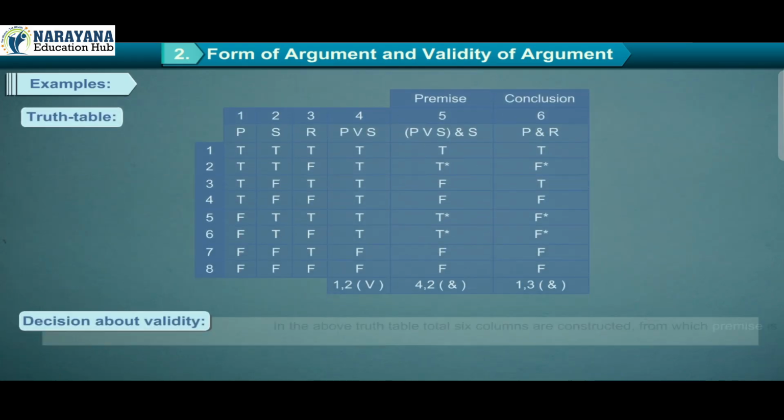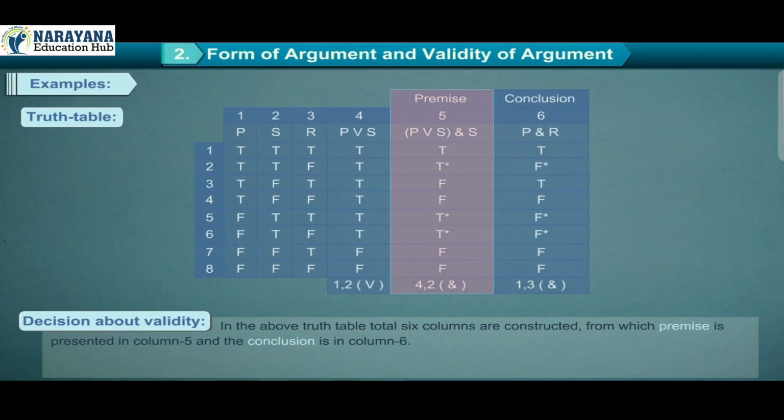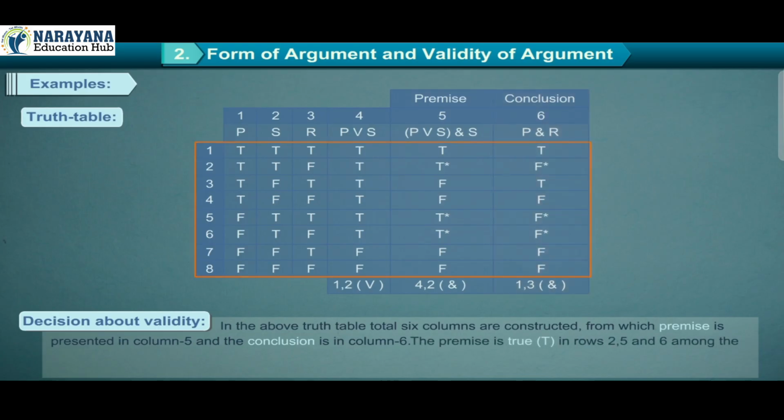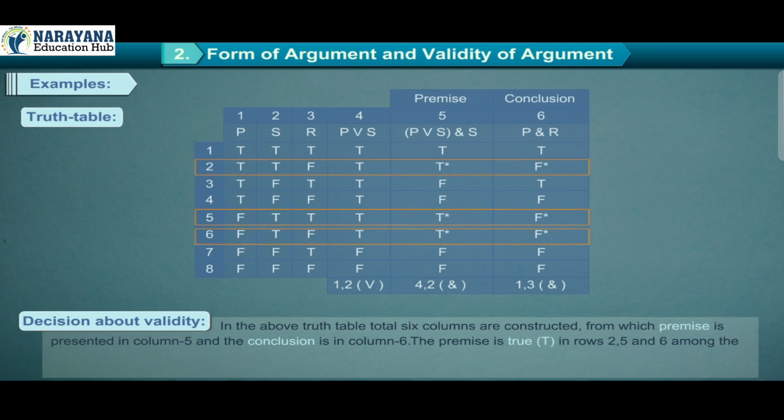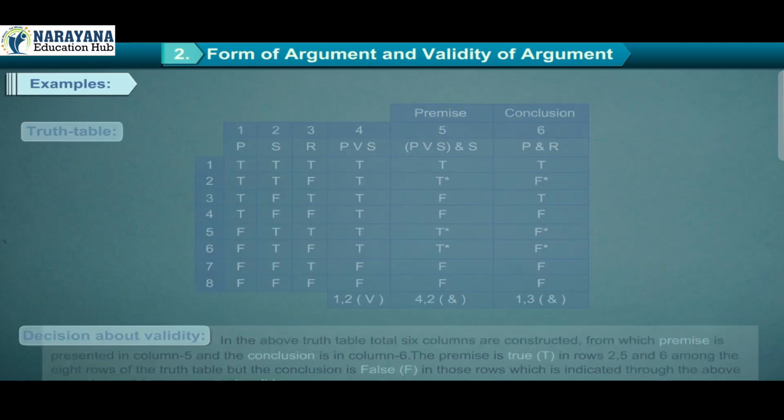Decision about validity. In the truth table, total 6 columns are constructed, from which the premise is presented in column 5 and the conclusion is in column 6. The premise is true, that is T, in rows 2, 5 and 6 among the 8 rows of the truth table, but the conclusion is false, that is F, in those rows, which is indicated through the sign star. Hence, this argument is invalid.